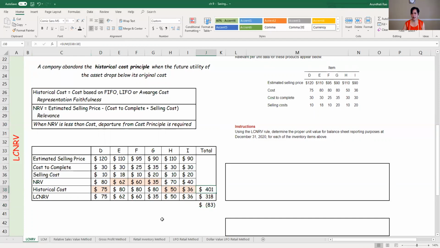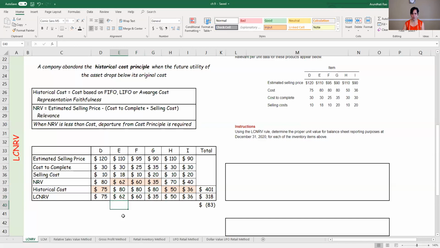So the inventory that I have at 401, the total inventory, I need to drop it to 318 by choosing the lower of the two numbers. Here are the 3 numbers that I chose that are smaller. It's because of these 3 numbers. The difference that I have over here adds up to $83. Those are the numbers that I need to choose.